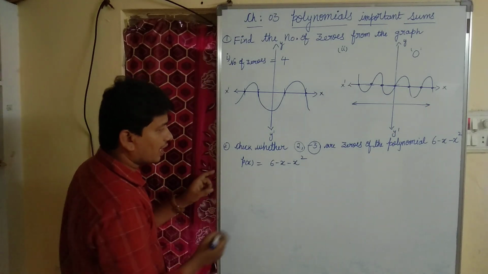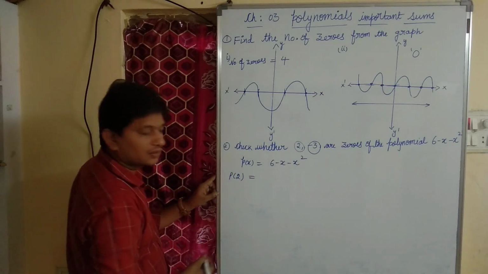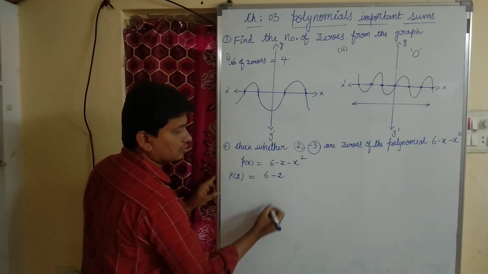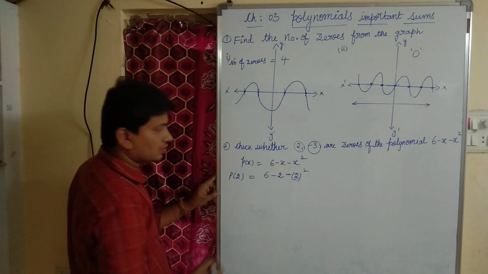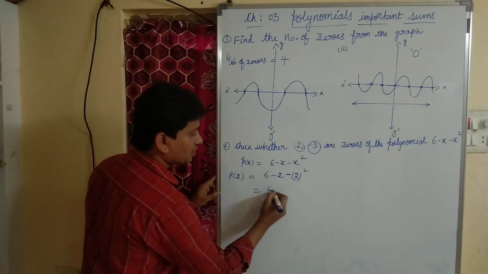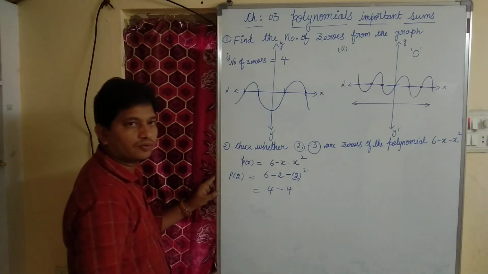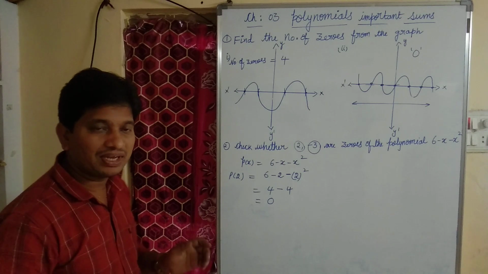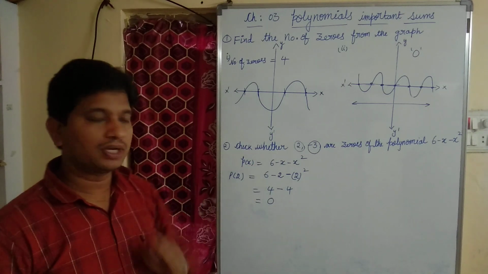Okay children? Let me substitute 2 here. P of 2 is 6 minus 2 minus 2 square. So 6 minus 2 is equal to 4, minus 2 square, which is nothing but 4. So 4 minus 4 is 0. I mean the result is 0. Hence 2 is a zero of the polynomial.